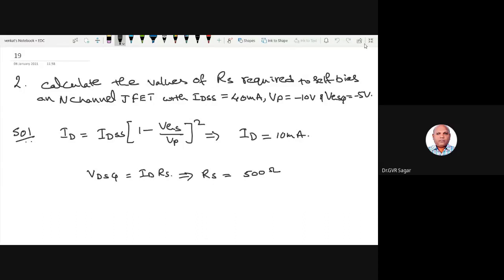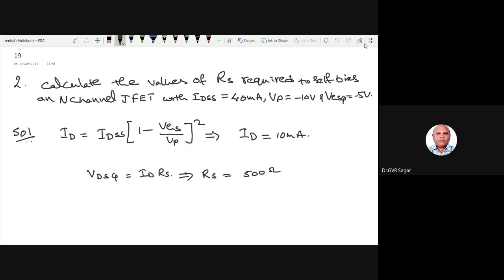Calculate the value of RS required to self-bias. When there is self-bias, we put RS automatically. It can be any bias, fixed bias or voltage bias, but you have to include source resistance RS.